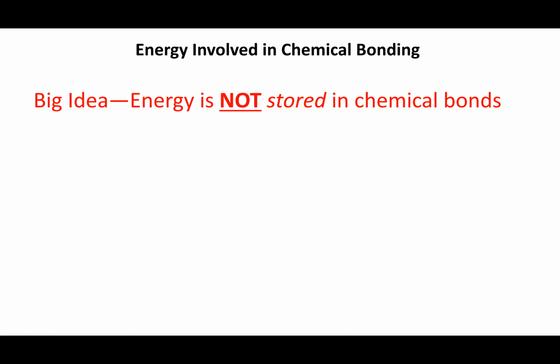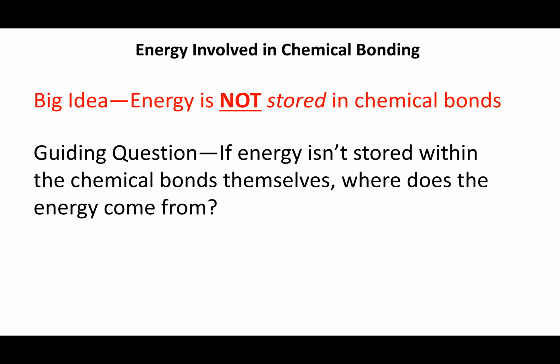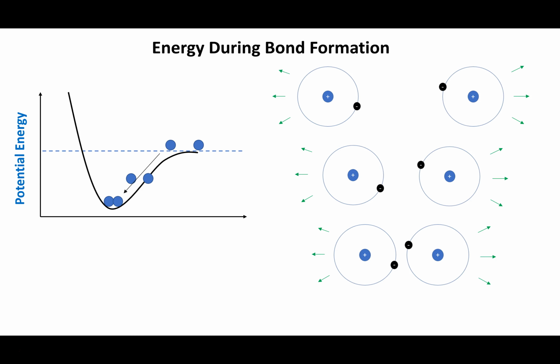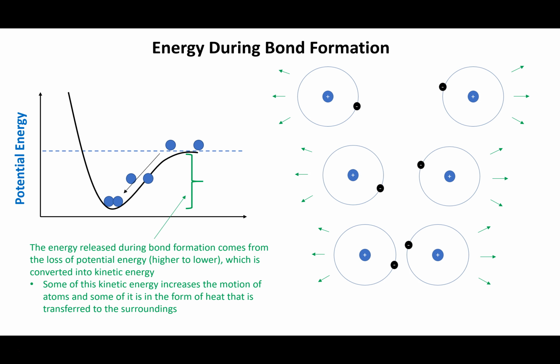As I hinted at, the big idea here is that energy is not, I repeat, not stored in chemical bonds. So the question is, if energy isn't stored within the chemical bonds themselves, where does the energy come from? Think about it this way. You have your two atoms. They could be whatever atoms you want. These atoms are a certain distance apart from each other, and as they come closer together, we've already realized that lowers the potential energy. Well, if the potential energy is decreasing, that energy that was lost is being converted into something, right? Well, that something is kinetic energy.